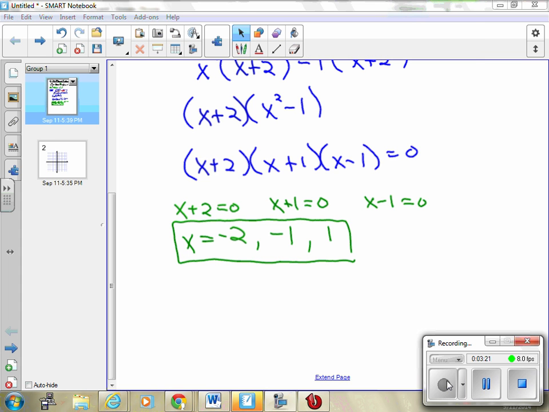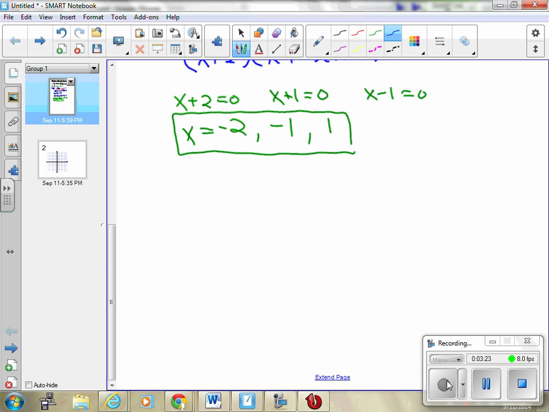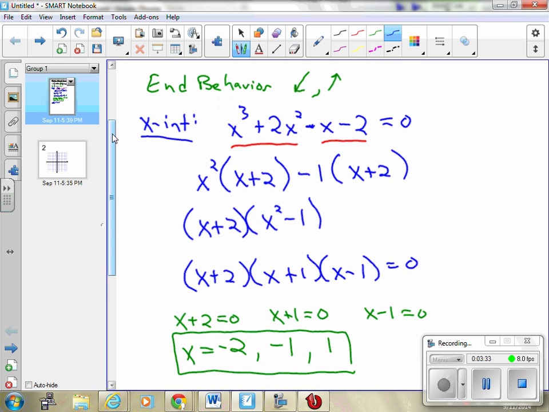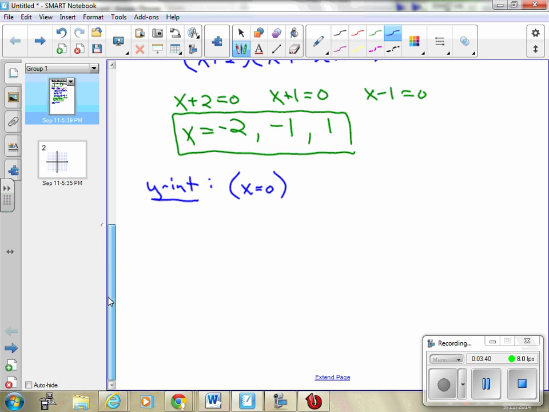So going on, the next thing they're going to ask us to do is to find the y-intercept. And that's pretty nice, because to find the y-intercept, I just substitute in x equals 0. Well, if I look at the original function up here, putting an x value of 0 in is going to cancel out everything that has an x, leaving us with a negative 2. So that's a quick one. We know that the y-intercept is going to be negative 2.